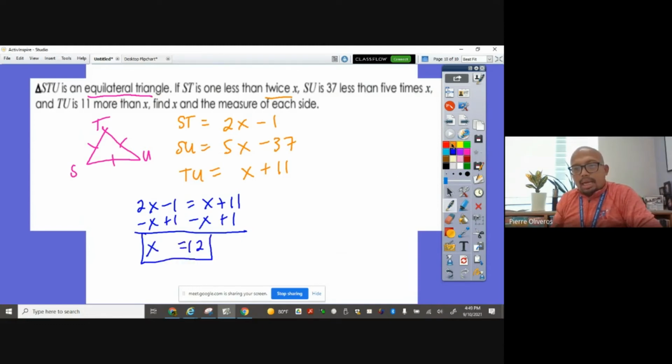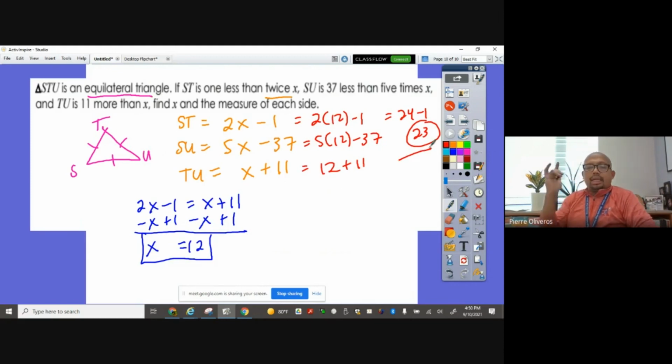Now I'm going to plug in the 12 to all the equations here. So 2 times 12 minus 1, 5 times 12 minus 37, and 12 plus 11. That will give me 24 minus 1, which is equal to 23. And I know for a fact that all of them will be 23. Because it's an equilateral triangle, all the sides will be equal to 23. And there you have it. And that's how you classify triangles by angles and the sides.